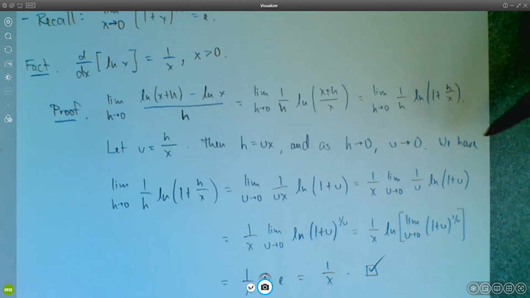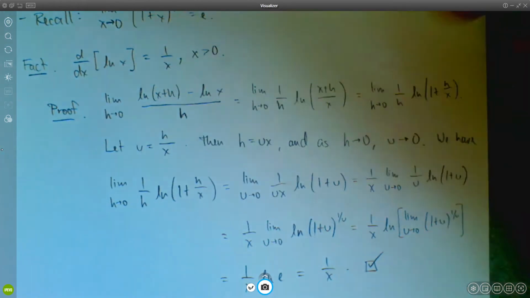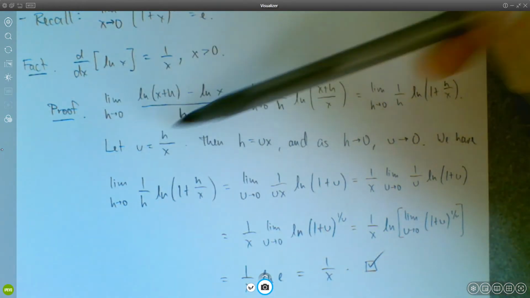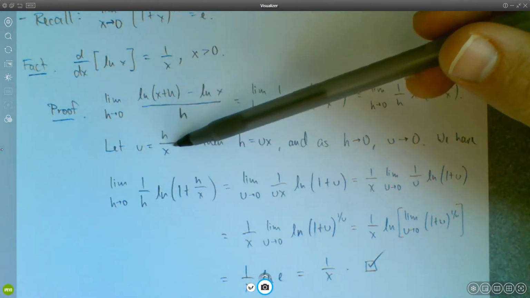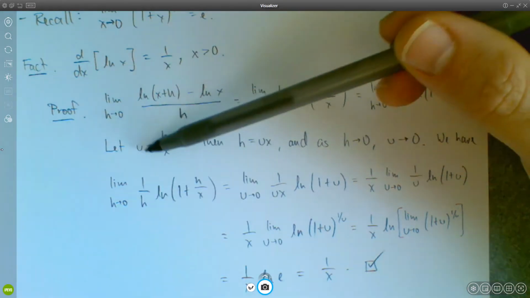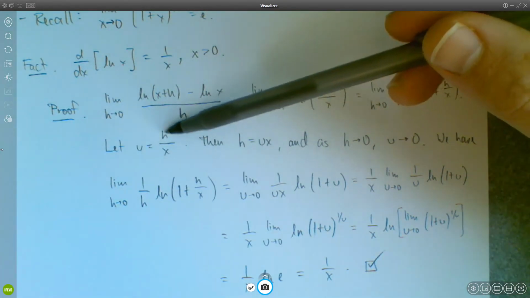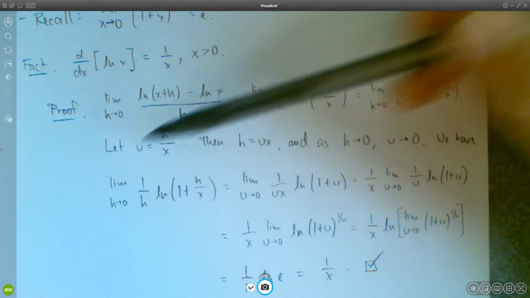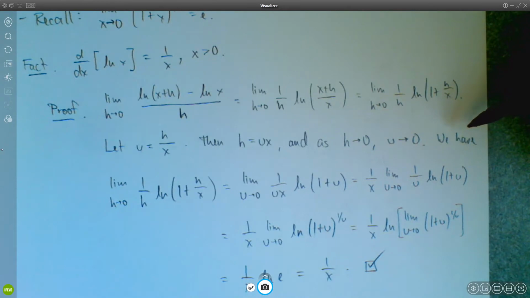And now we do something kind of clever. We're going to do a little u substitution. We're going to say let u be h over x, right? We're going to let u be this thing right here. If that's the case, then h would be u times x, okay? Moreover, as h goes to 0, u is also going to go to 0. So making all of those replacements, this is what we get.